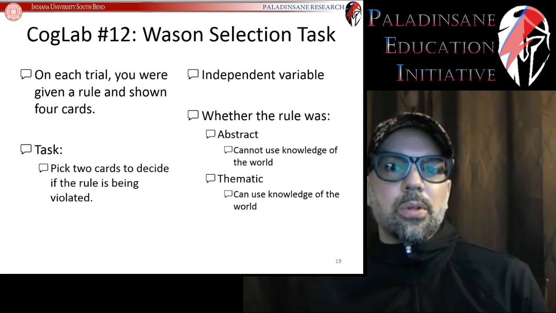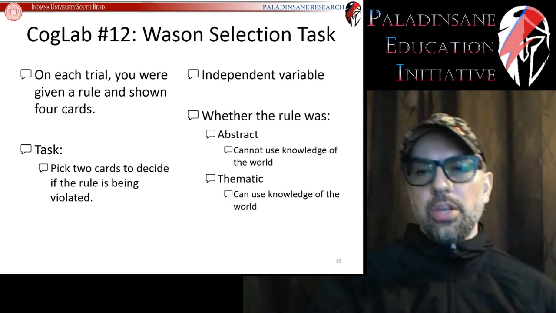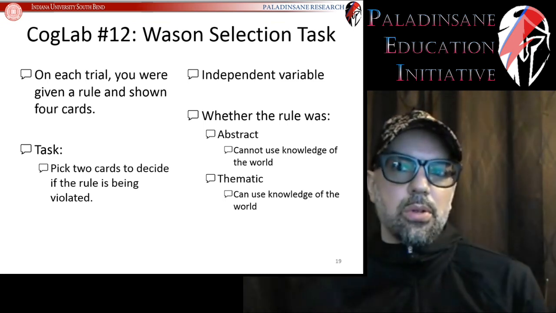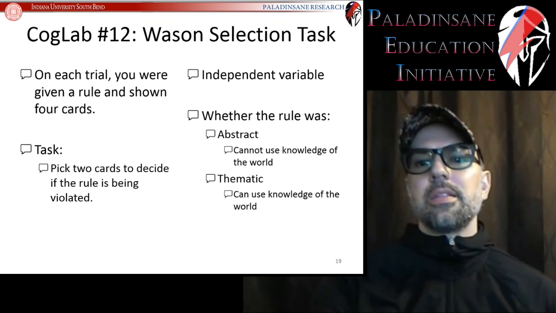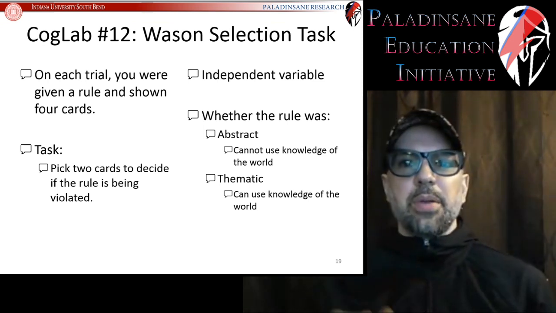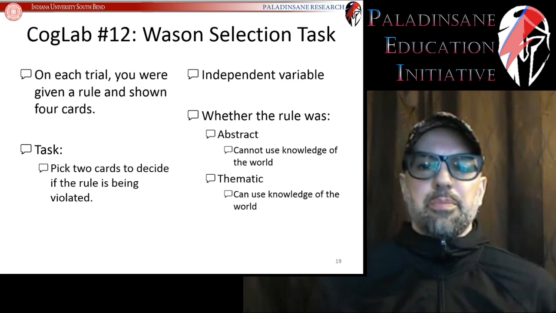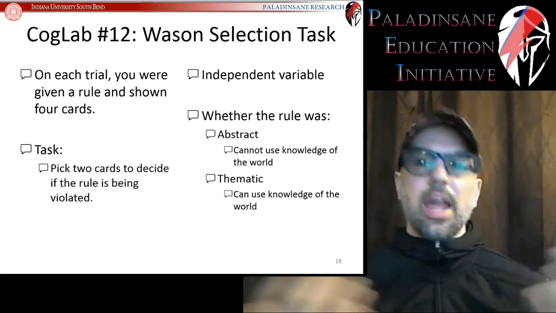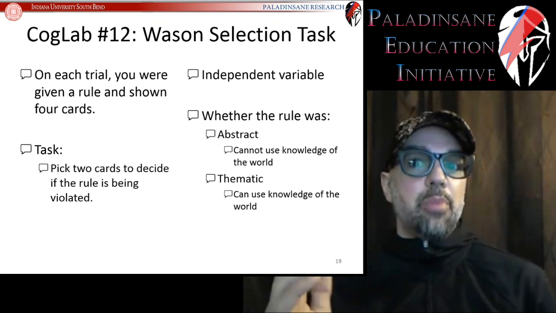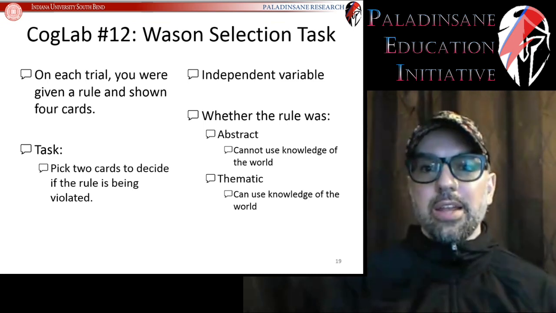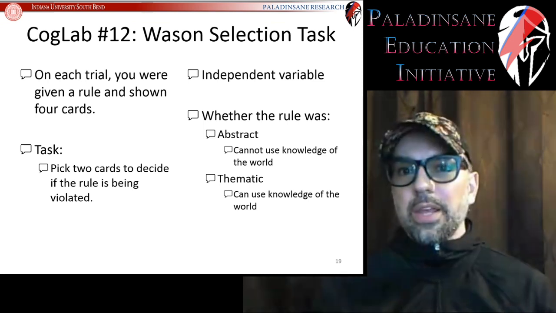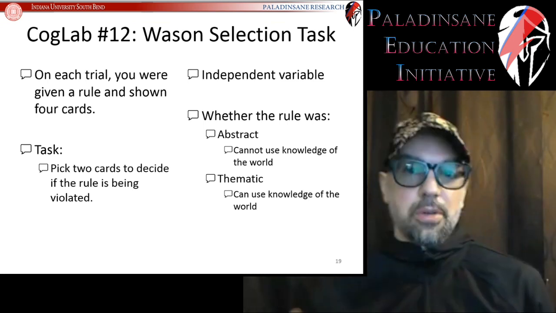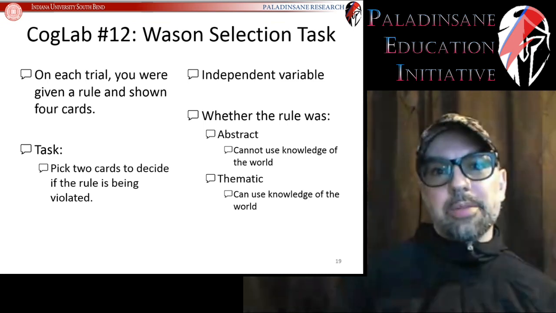An abstract rule would be something like if P then Q. A thematic rule would be something like if you study, then you will get a good grade. If P then Q, you can't really use your experience from your life to help you answer that. But if you study, then you will get a good grade, you can use knowledge because hopefully somewhere along the line you have studied and you have gotten a good grade.